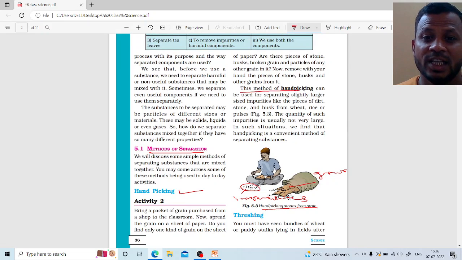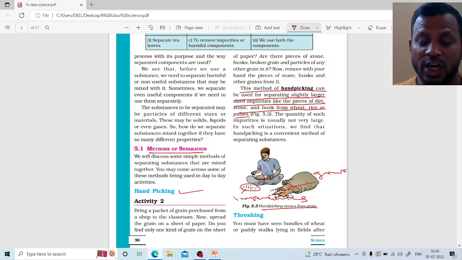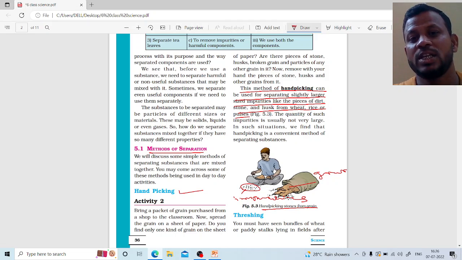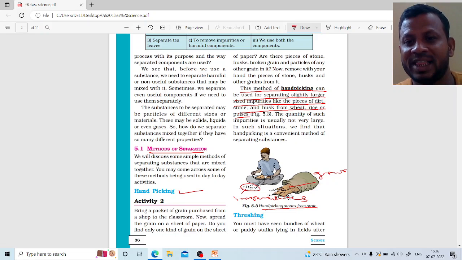This method of hand picking can be used for separating slightly large sized impurities like pieces of dirt, stone and husk from wheat, rice or pulses. It means we are removing the waste material by our hands. We separate the impurities from the grains by picking them one by one using our hands. So it is known as the hand picking method.